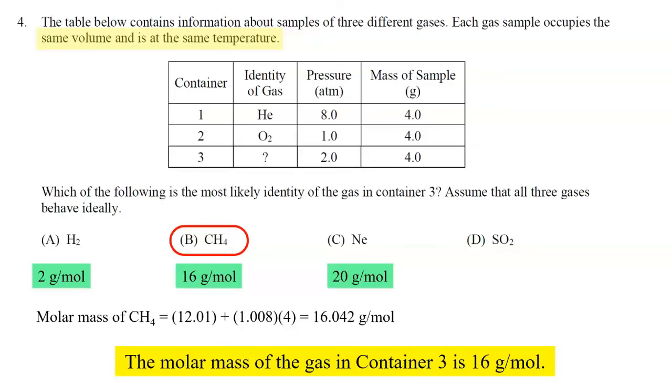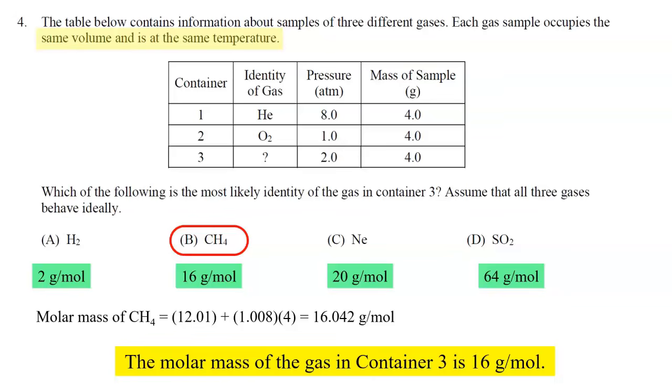And then just to show you the molar masses of the other gases for choices A, C, and D, the molar mass of hydrogen H2 is approximately 2 grams per mole. The molar mass of neon is approximately 20 grams per mole. And the molar mass of SO2, or sulfur dioxide, is approximately 64 grams per mole. So based on this information in our calculations, the correct answer for the identity of the gas in container 3 is CH4, because it has a molar mass of 16 grams per mole.